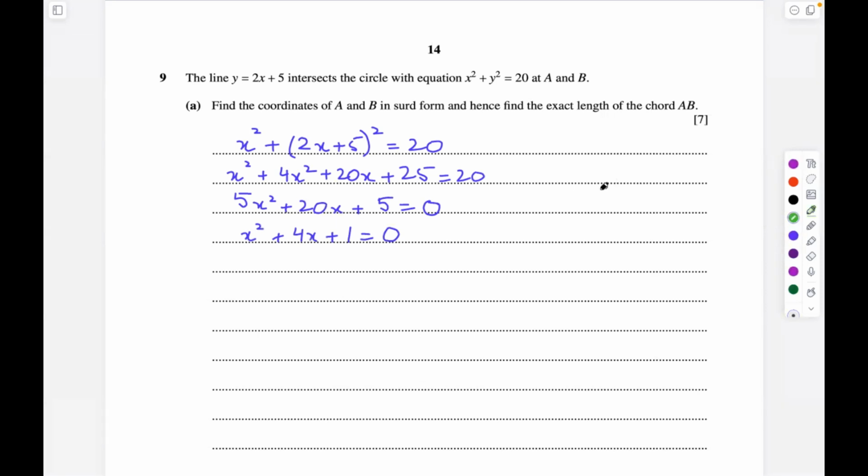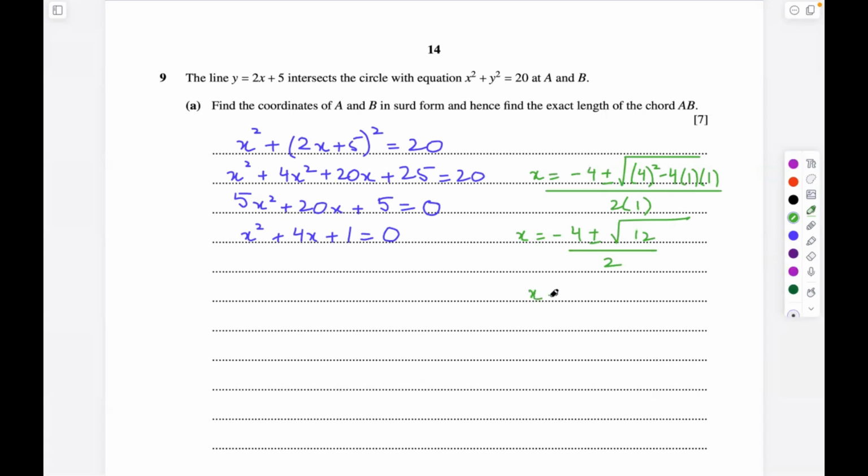Using the quadratic formula, x = (−b ± √(b² − 4ac)) / 2a. So that will be −4 ± √(4² − 4ac), where b is 4, and a and c are both 1, divided by 2 into 1. Simplifying, x = (−4 ± √(16 − 4)) / 2, which is √12. As we have to give our answer in surd form, we can write 12 as a multiple of 4 and 3.